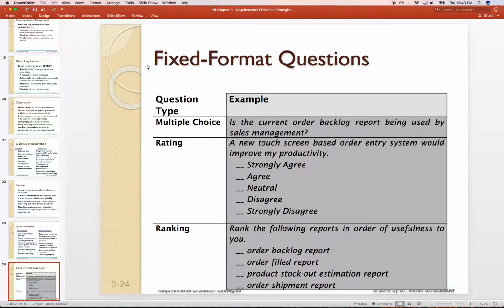So some examples of structured questionnaires might have a range of answers, from 1 to 5, or strongly agree all the way to strongly disagree, with yes/no questions, or multiple choice, or rankings. Those are easier to tabulate. Yes. Going back one slide.